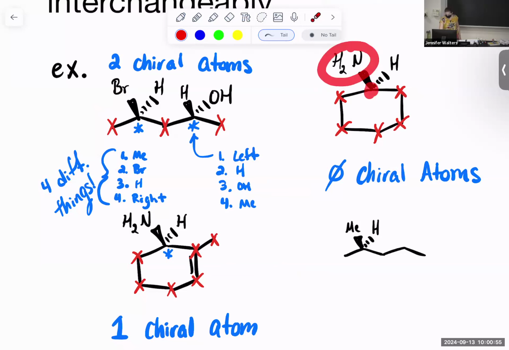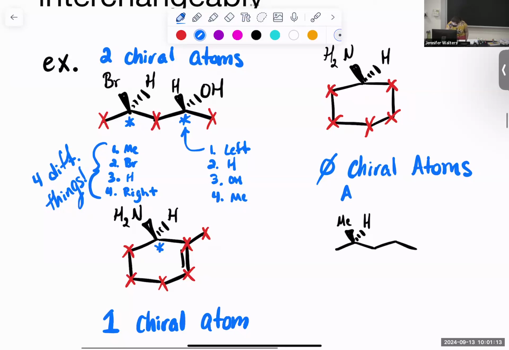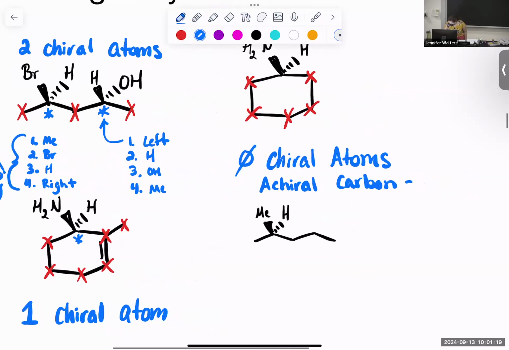I have the amine, the hydrogen, and then the left and the right side of the molecule are exactly the same. I have symmetry. If there is that symmetry, if it is exactly the same, then you have no chiral atoms. It is an achiral carbon, meaning not chiral.